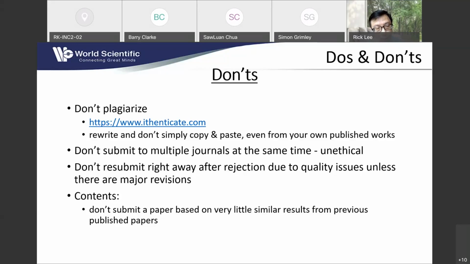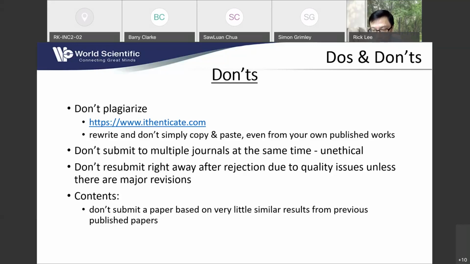The next point I want to highlight is, I can't imagine that happening, but it's happening: there are young researchers who submit to multiple journals at the same time. This is something I thought was obvious, but recently we still have a lot of cases in our publishing house.